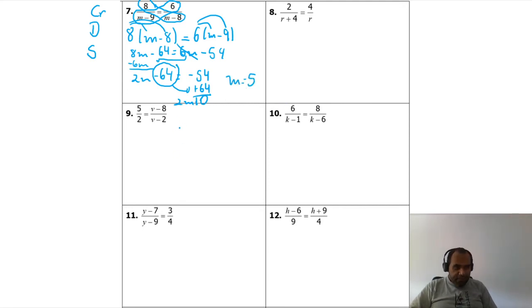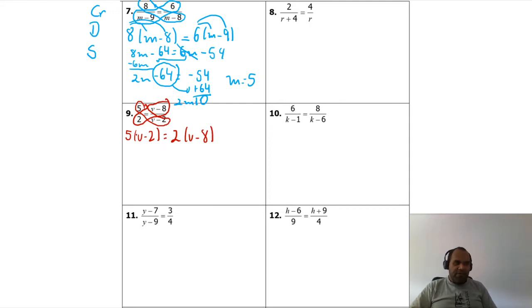Great. Let's go working, guys. Next one here. This color. That's okay. 5 times v minus 2 and 2 times v minus 8. Great. Right now, let's solve it, guys. It is 5 times v minus 2 equals 2 times v minus 8.